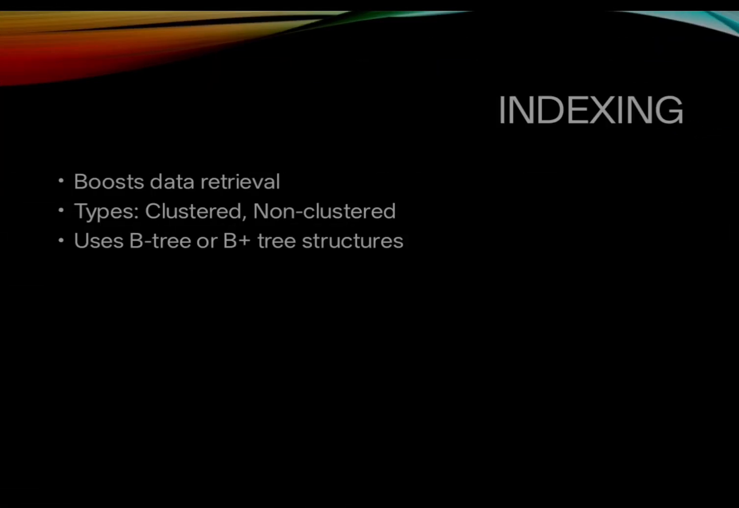And the next is indexing. Indexes speed up data retrieval. Instead of scanning entire tables, an index helps the system find data faster. Common structures used include B-trees and B+ trees. Indexes are crucial in optimizing large databases.